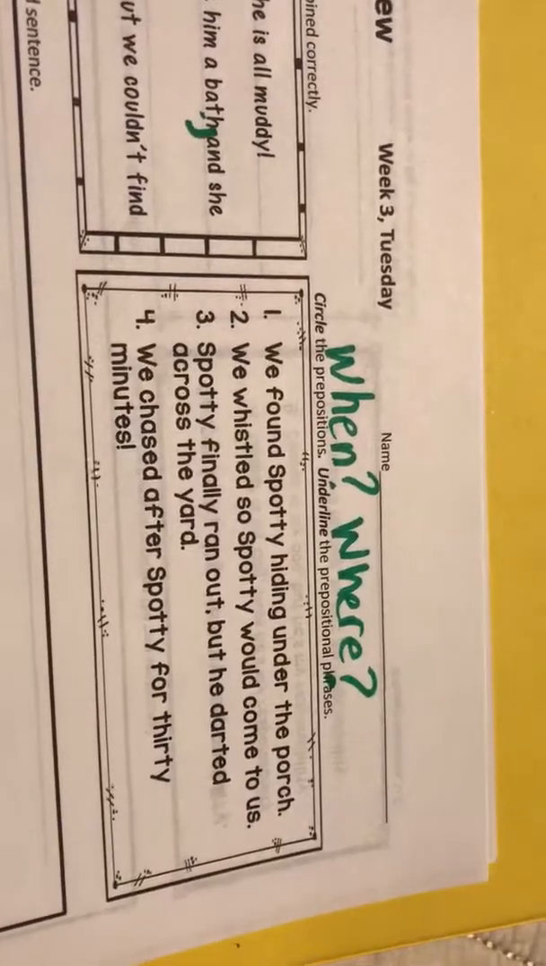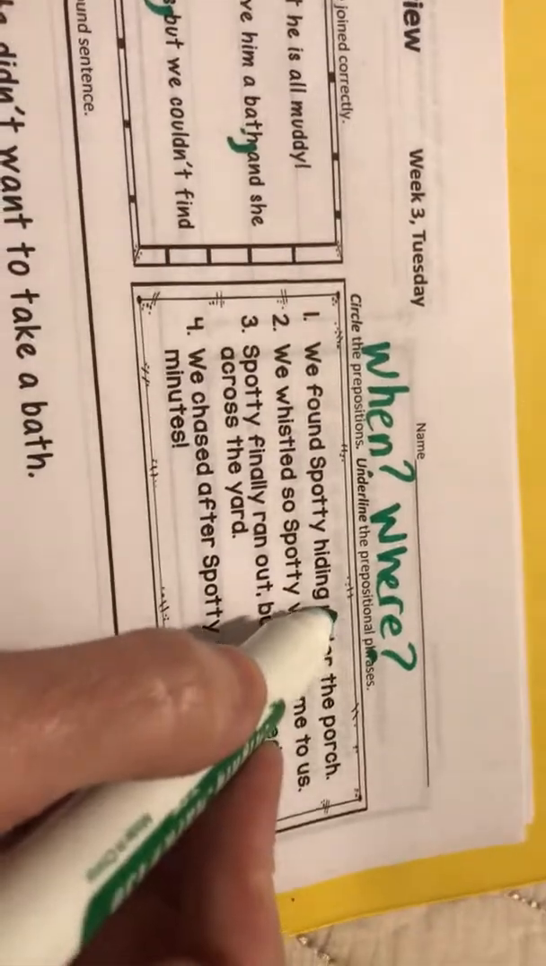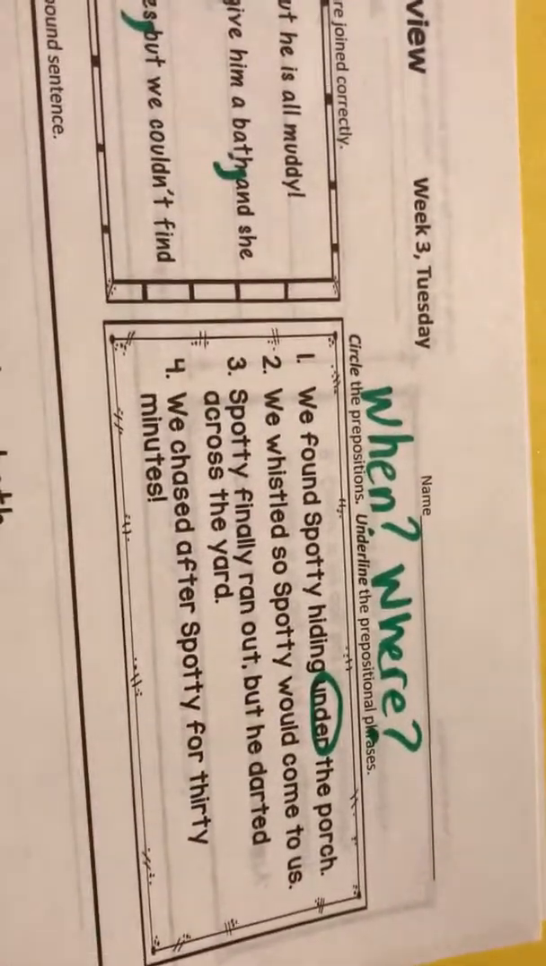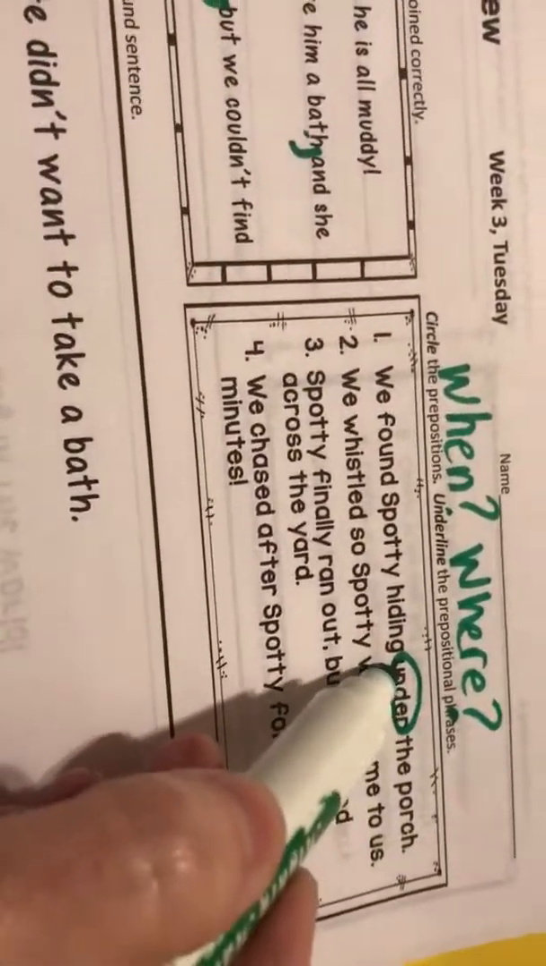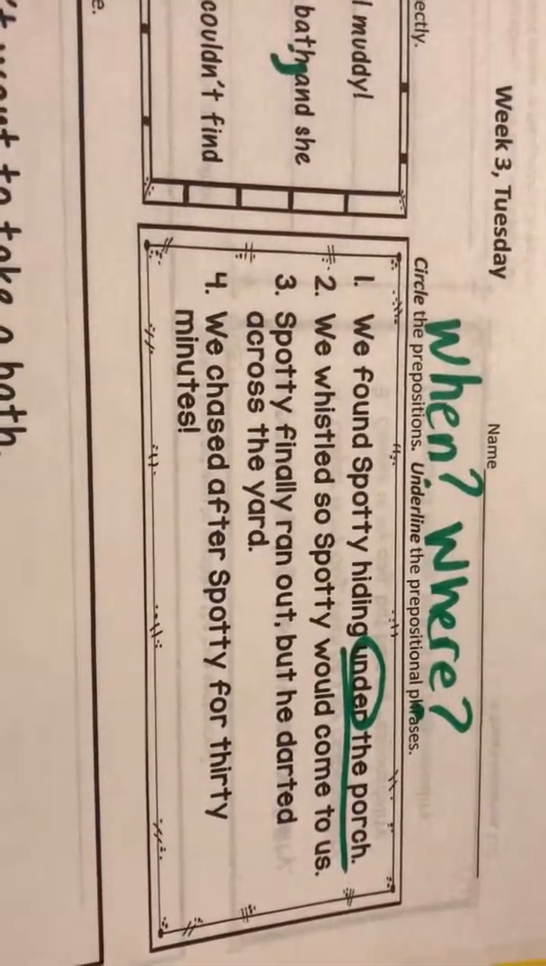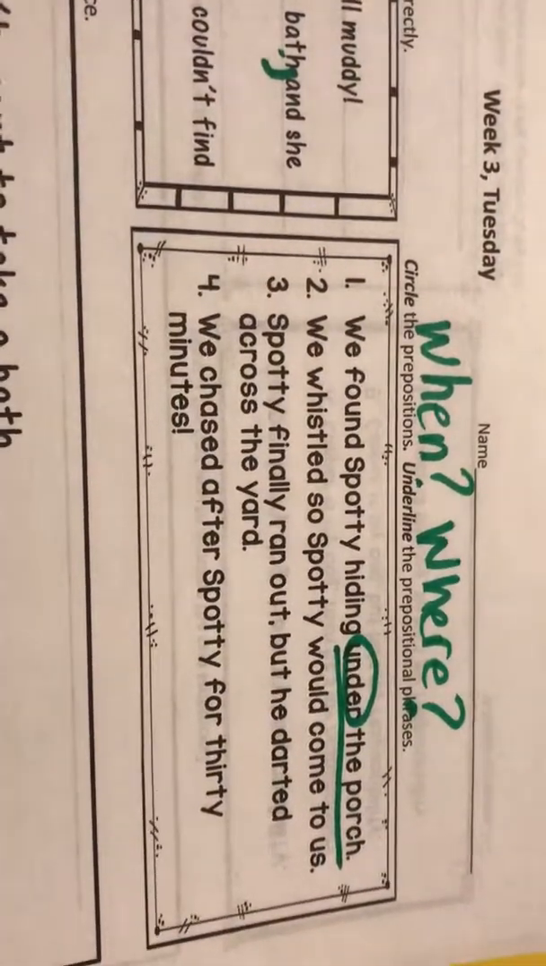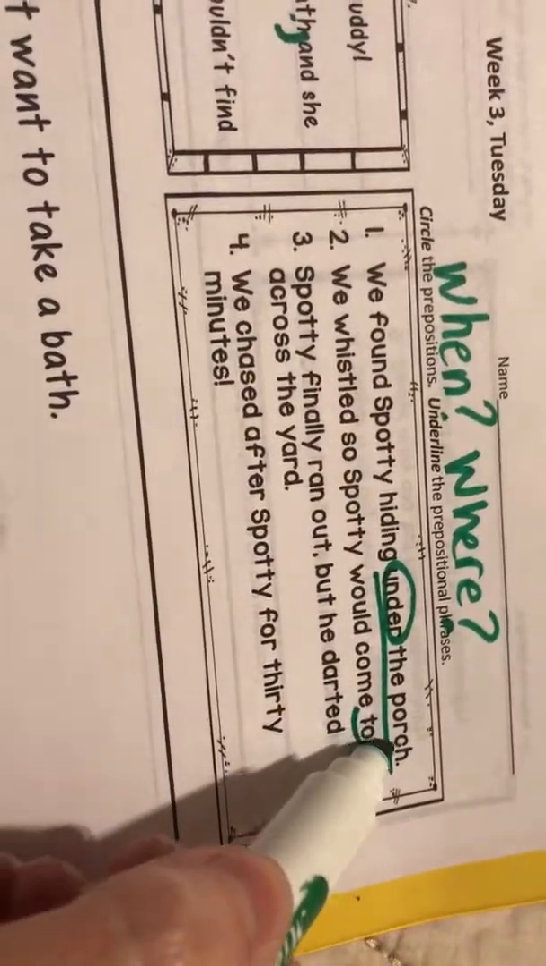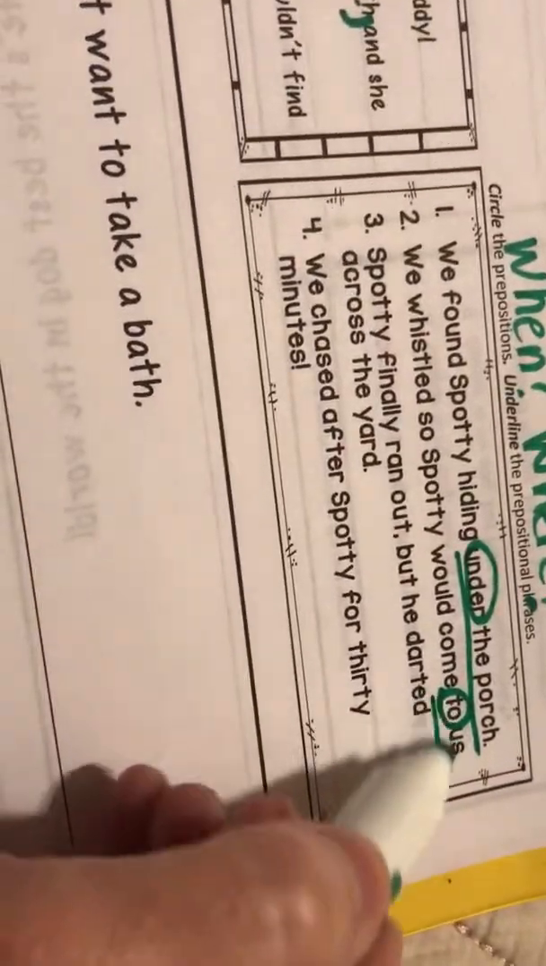We found Spotty hiding where? Under the porch. Your preposition is under, so you circle under. Under the porch is our phrase, so you underline all that. Number 2. We whistled so Spotty would come to us. We whistled so Spotty would come where? To us. So to is our preposition and to us is our prepositional phrase.